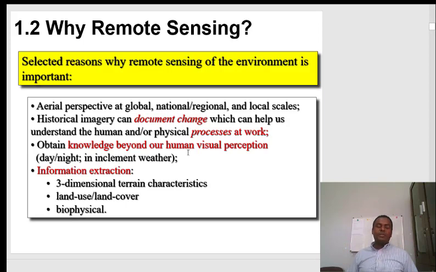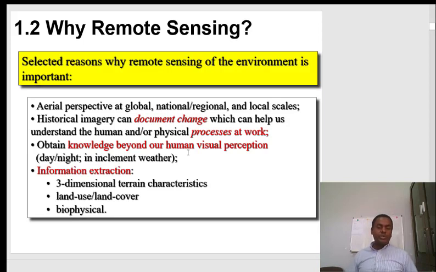0.4 up to 0.7. But there are a lot of issues that are going on beyond the visible range of the electromagnetic spectrum. So how can we understand those issues that lie outside the visible range, such as infrared, microwave, X-ray, ultrasound? There are so many wavelength ranges with which we can explore a lot of issues that are going on around us. So remote sensing gives you knowledge beyond our human visual perception.